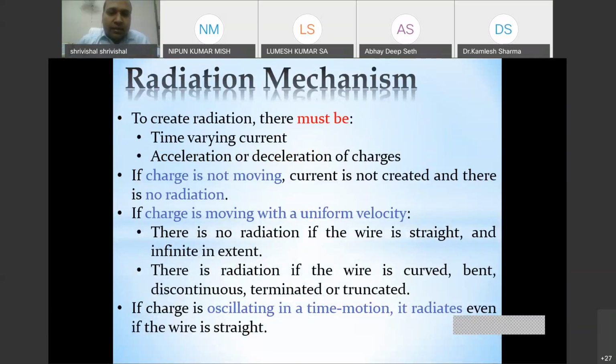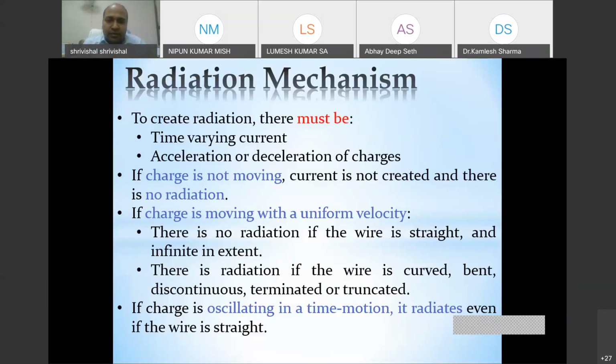To create radiation, there must be primarily two conditions. Either there is a time varying current, or there is acceleration or deceleration of charges. If either of the two conditions is satisfied, then we can say the radiation phenomenon will take place. The reason is very simple. If I put a charge somewhere, it is the property of the charge that it throws energy into its surroundings. When it is throwing energy into the surroundings, there is some kind of radiation, or a propagation of waves, that it creates.